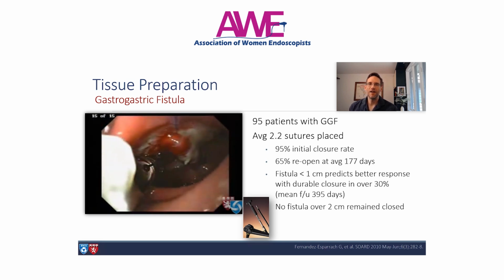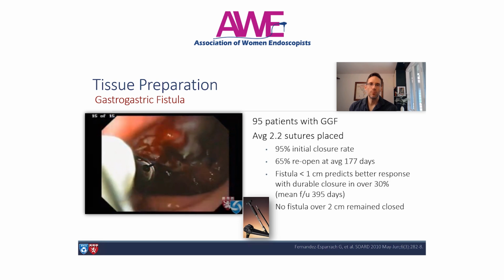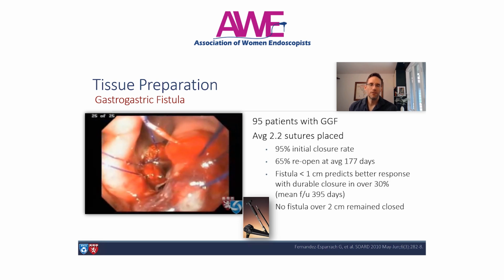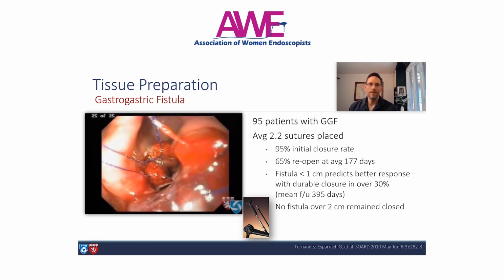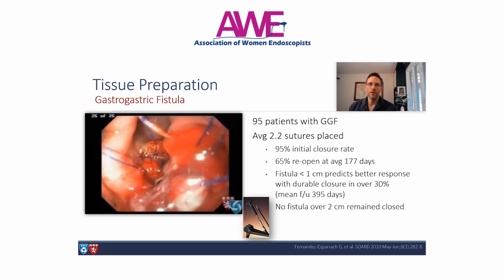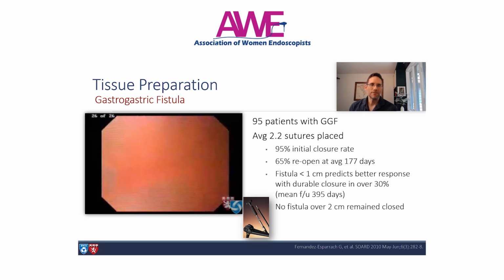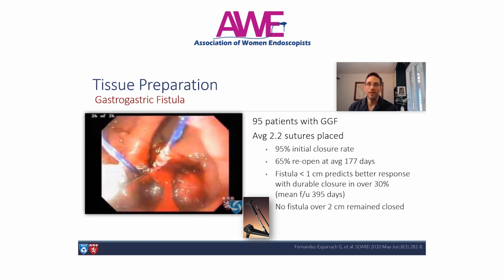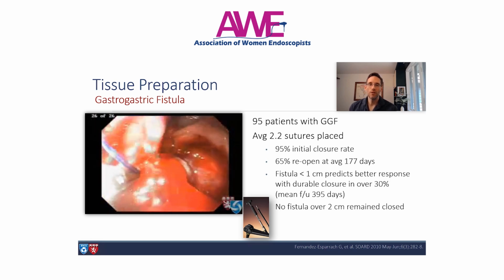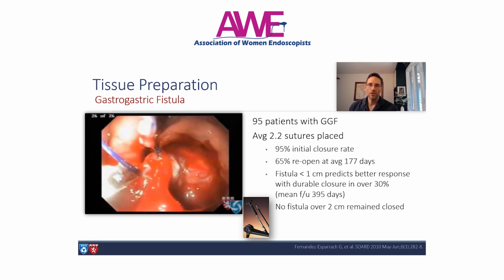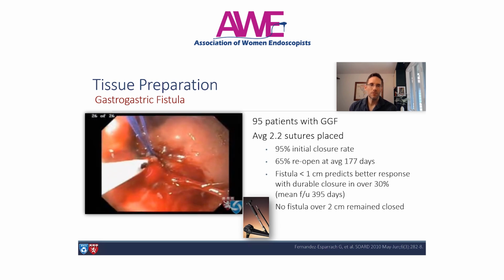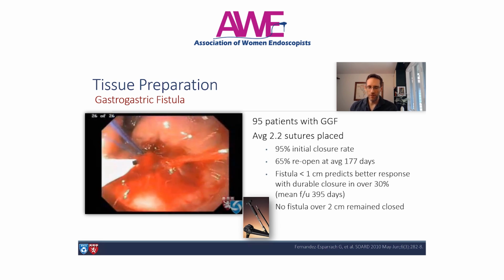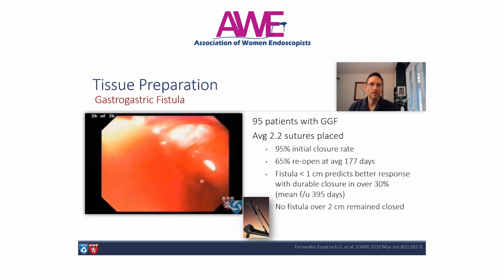We studied 95 patients. We placed an average of 2.2 sutures per patient. We had a 95% initial closure rate. However, 65% of these reopened after about 177 days in that study. So we found that fistulas that were smaller than 1 centimeter in size tended to do better with more durable closure. And no fistulas over 2 centimeters remained closed. So older suturing device, but similar results to the more modern devices as well.